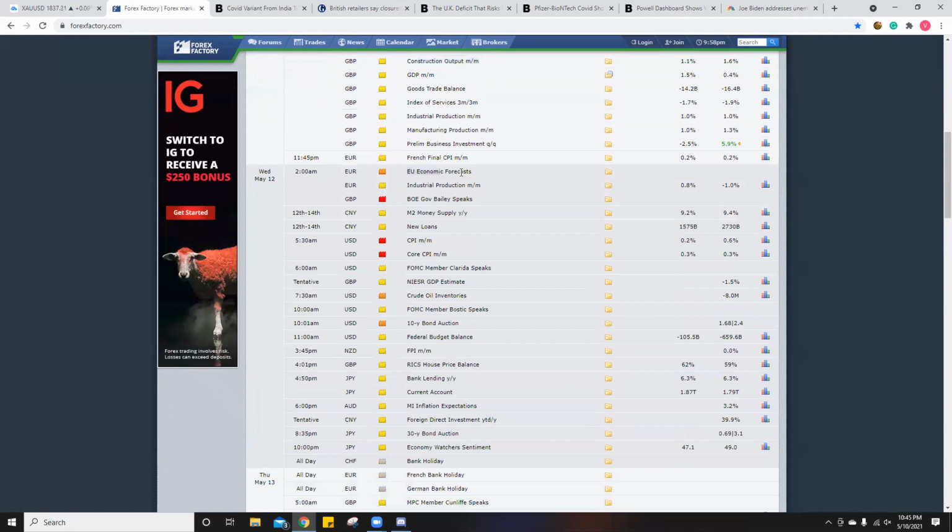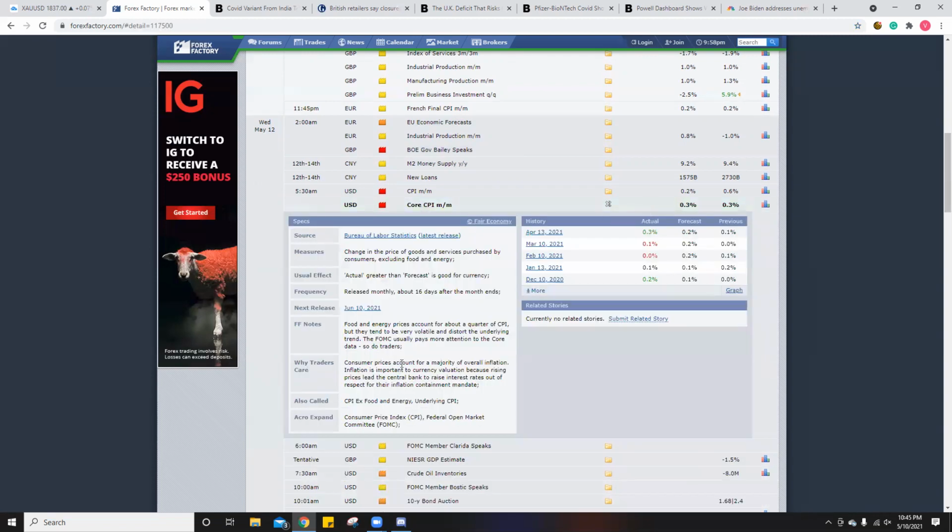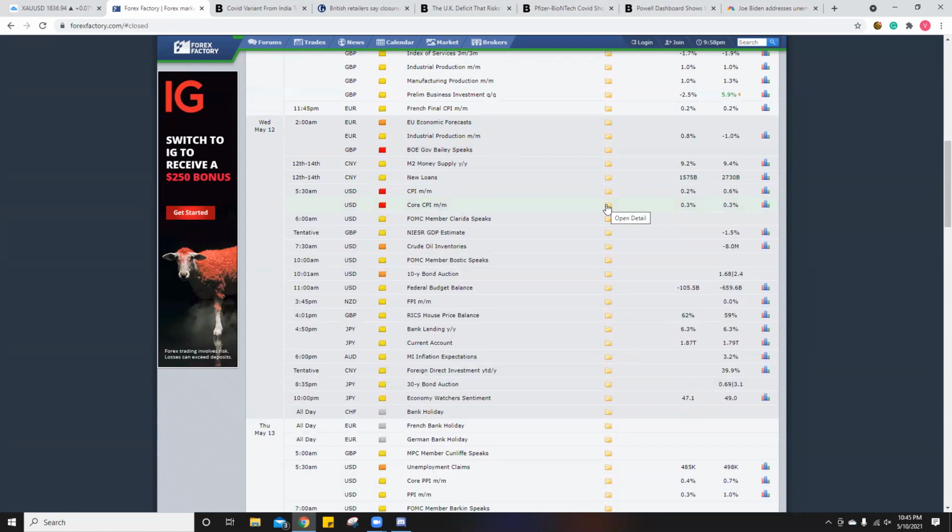Wednesday, you have the EU economic forecast. So you want to take a look at that if you're trading any euro pairs. And you also have Governor Bailey speaking again. On Wednesday, New York session, when the market opens up, you have CPI news coming out, so watch out for that as well. This is the consumer price index, and it accounts for the majority of the overall inflation. So this is also what you want to watch for, because this is exactly what the central bank is going to be looking for as well.